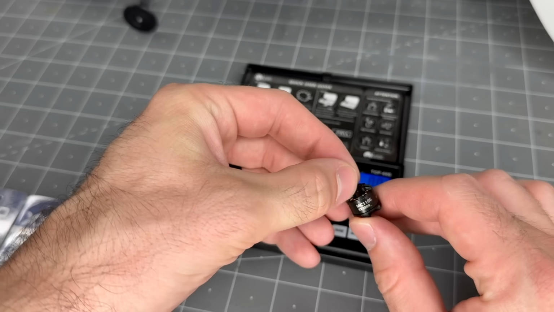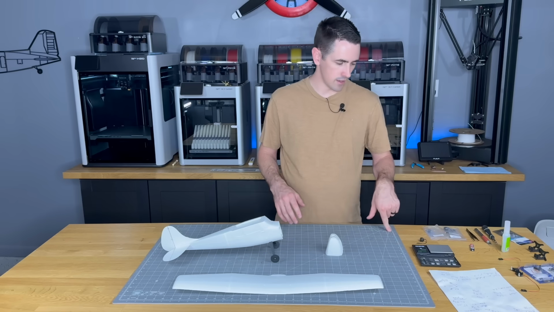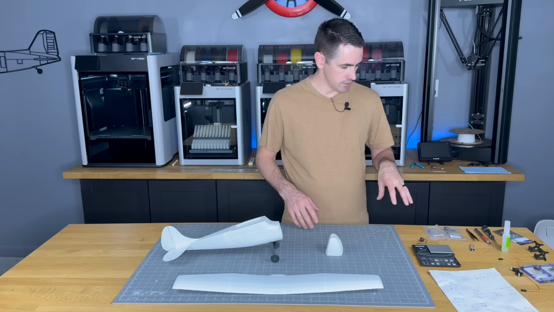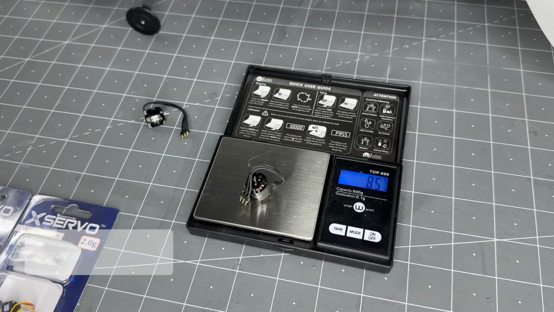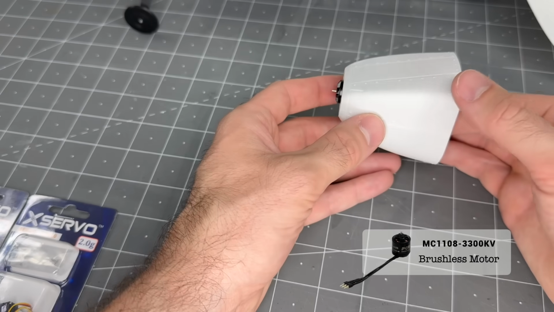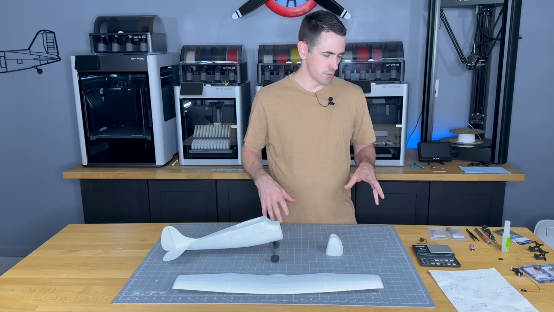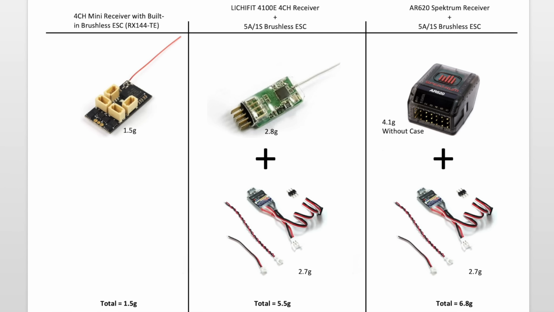For the motor, I use the MC1106 Alpha motor. You can use the MC1108 Alpha motor. It just weighs a little bit more and it sticks out just a little bit more out of the front of the cowling. So the real difference will come with the receiver. So basically I have three different options. One on the far left is a micro receiver with a built-in brushless ESC. The other two options, you have to add the 5-amp brushless ESC with it.